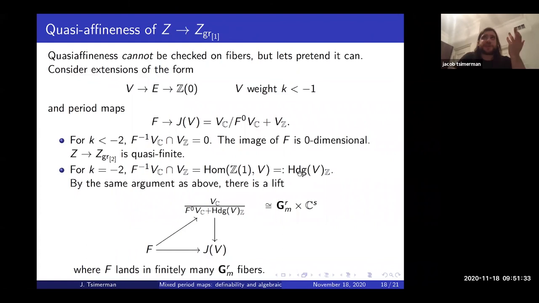Something interesting happens here, by the way, which I want to briefly mention. If you look at extensions of Z0 by something of weight minus two, and you look at a mixed period map, you can then ask, how big are these fibers? What dimension do these fibers have? And you know a priori, the dimension is bounded by the dimension of your Hodge locus, of your V. So if you don't have any Hodge vectors, then you just can't have any fibers.